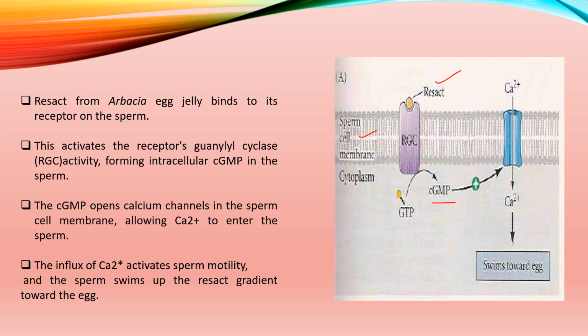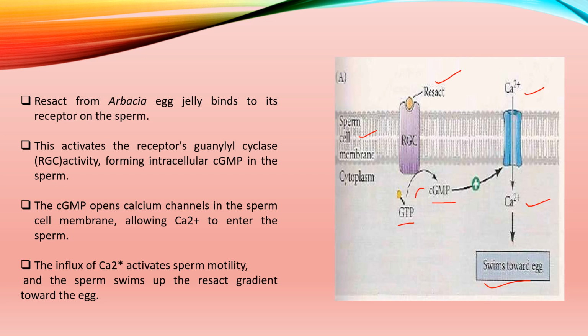It is a cell signaling process, like a ligand binding to the receptor. When the ligand binds to the receptor, it activates the guanylyl cyclase. The guanylyl cyclase enzyme converts the GTP to cyclic GMP. When the cyclic GMP gets activated, it opens the calcium channel in the plasma membrane, which leads to the influx of calcium into the sperm, and that helps in the swimming of sperm towards the egg.